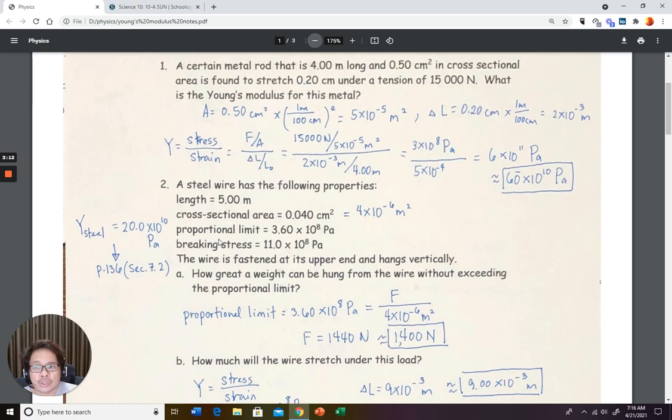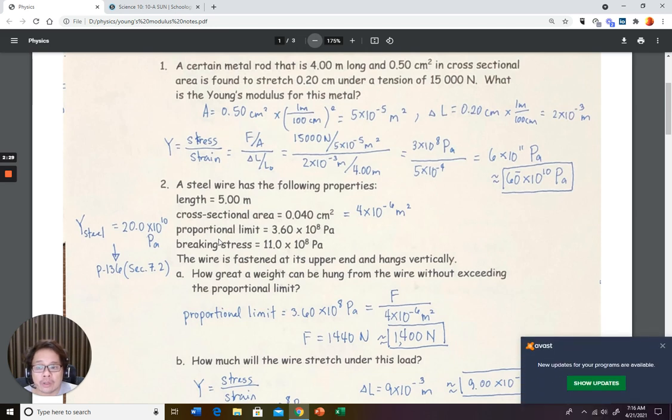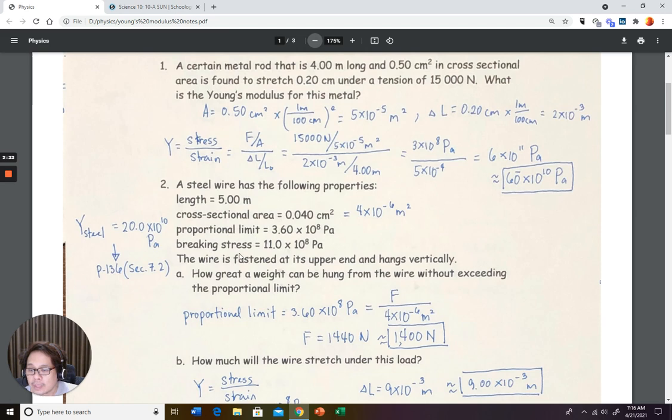What is the proportional limit? That is the point up to which, when you remove the force, the object will go back to its original length. If you go beyond the proportional limit or the elastic limit, the object will no longer go back to its original length. The breaking stress is 11.0 times 10 raised to the 8 Pascal. Beyond this point, the object will snap off.